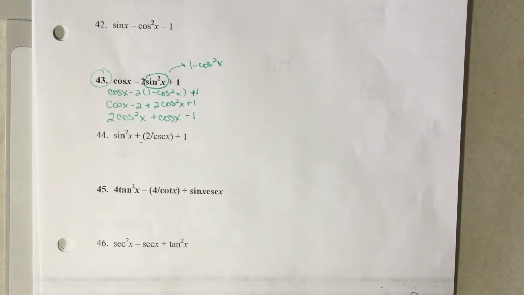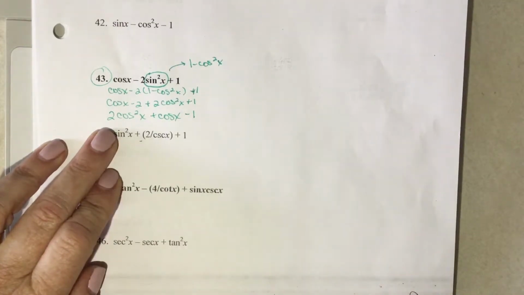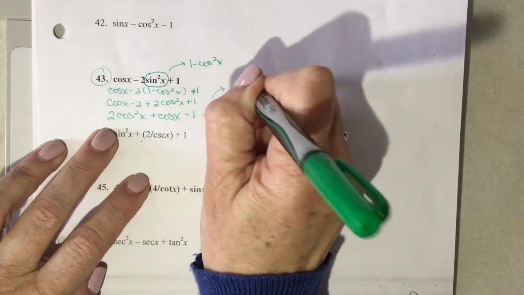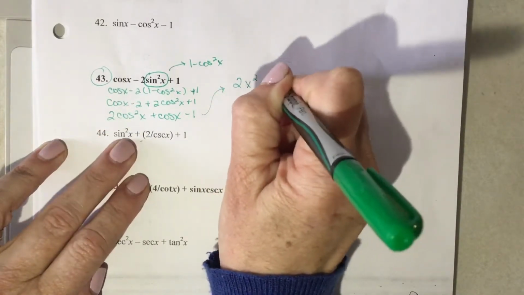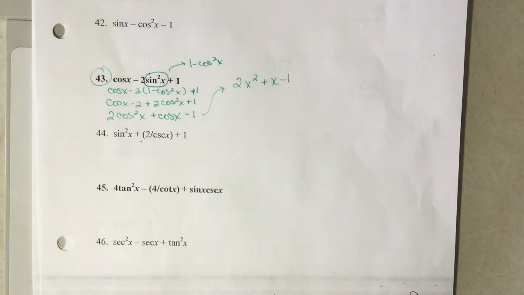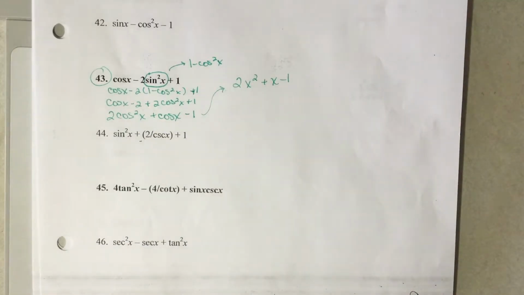Now, if having trig functions in there is still a little confusing to you, what I want you to think in terms of is this. What I have is 2x squared plus x minus 1. That's basically what I have, where x is my cosine theta, my cosine x, okay?